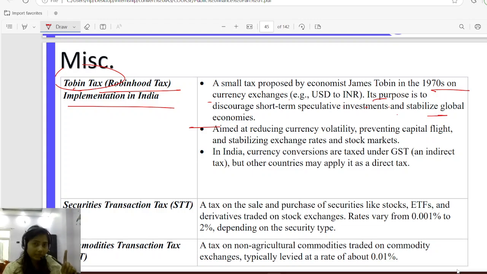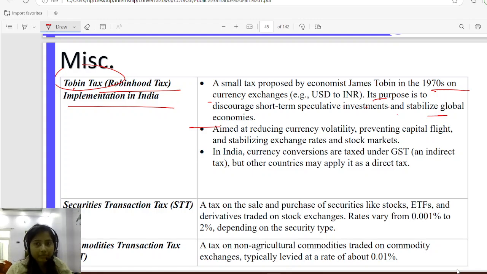So government, on the one hand, wants to discourage this short-term speculative investment. On the other hand, they are trying to stabilize global economies as well, because suppose some speculators are doing this with the Indian rupee, how much volatility the Indian rupee will have, and it will directly impact India's economic growth and stability as well. So government is discouraging this kind of thing. That's why they charge Tobin tax. Robin Hood tax means that if you are doing bad and earning from that bad activity, then you have to pay tax, and I will collect this tax and utilize it for some betterment of my country.